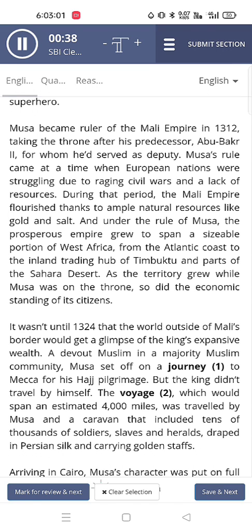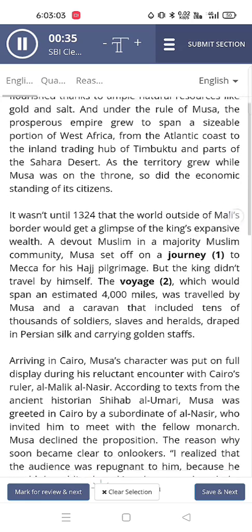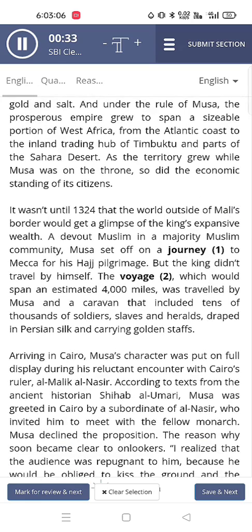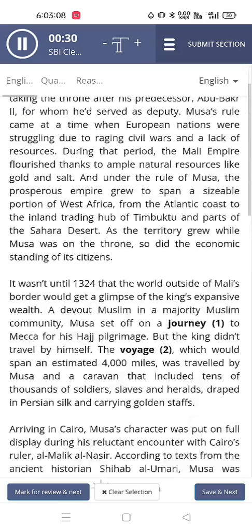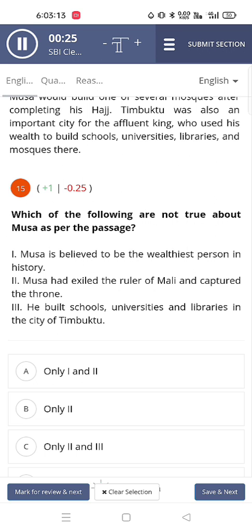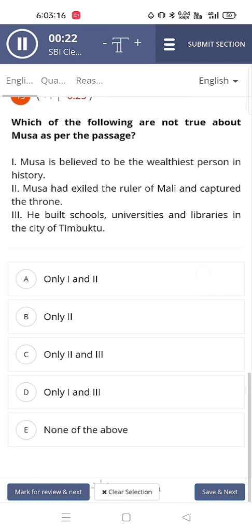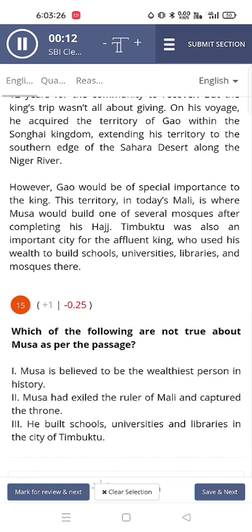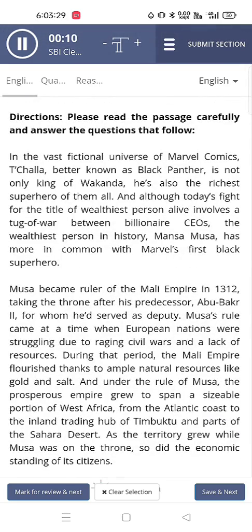Mali Empire flourished thanks to ample natural resources. Okay, and then the Mali king's expensive wealth. I don't think it is mentioned that he built the universities. It is also wrong. So second and third are wrong, and I am taking a chance in this question because we do not have time. But I think that Musa is believed to be the wealthiest person. It is written somewhere. Yeah, today's fight for the title of wealthiest person alive involves a tug of war between them. I think this can be the answer.